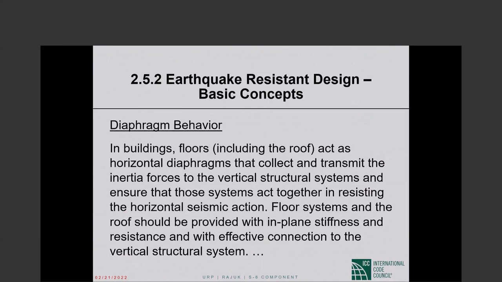Diaphragm behavior. I have 2 slides, and that's all BNBC has to say on this huge topic. In buildings, floors, including the roof, act as horizontal diaphragms that collect and transmit the inertia forces to the vertical structural systems and ensure that those systems act together in resisting the horizontal seismic action. Okay, we will discuss this at length. You will see what this is talking about. Anyway, this is very basic. Floor systems and the roof should be provided with in-plane stiffness and resistance and with effective connection to the vertical structural system.